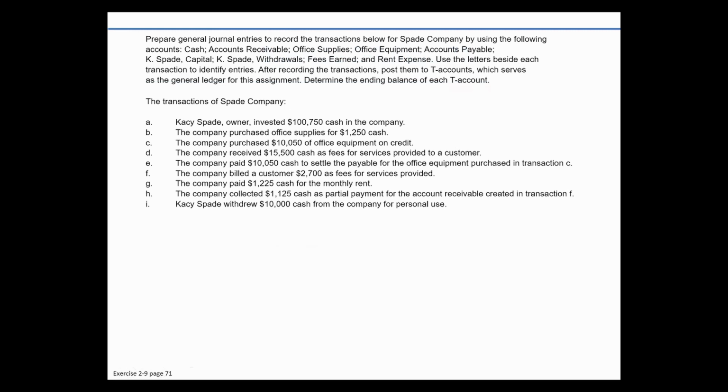All right, so now we're going to prepare the general journal entries to record the transactions below for Spade Company by using the following accounts: cash, accounts receivable, office supplies, office equipment, accounts payable, K-Spade capital, K-Spade withdrawals, fees earned, rent expense. You'll use the letters beside each transaction to identify the entries. After recording the transactions, post them to T accounts, which serve as a general ledger for this assignment, and then we can determine the ending balance for each T account.